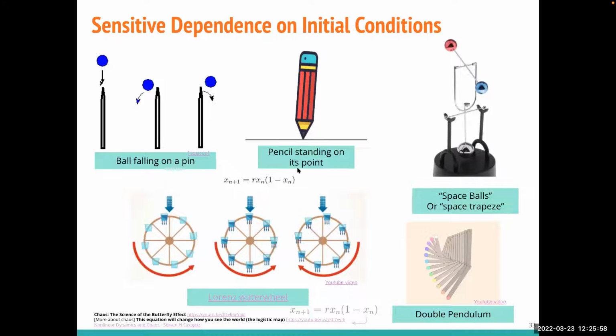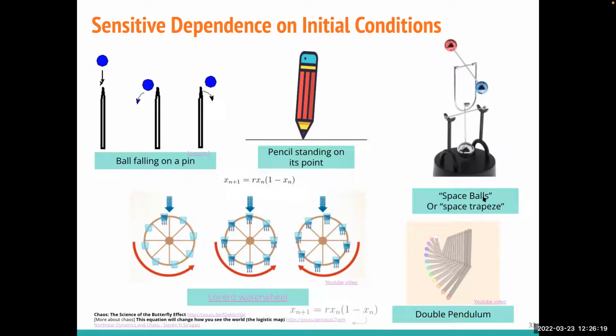Also, a pencil standing on its point. The physics is also pretty much known, but there's no way you can put the pencil standing on its point, and it's always falling in a direction that you cannot predict.